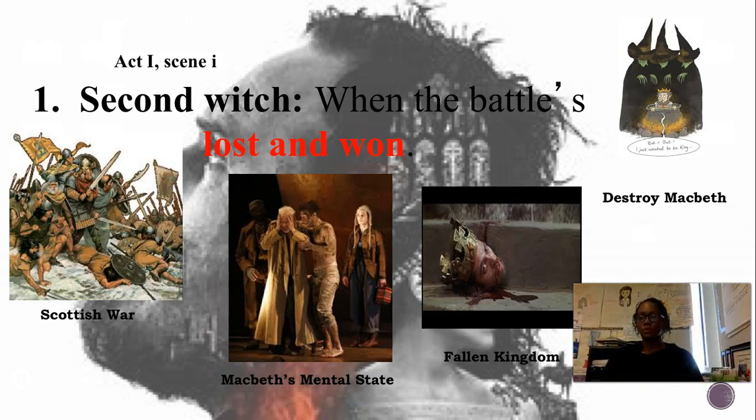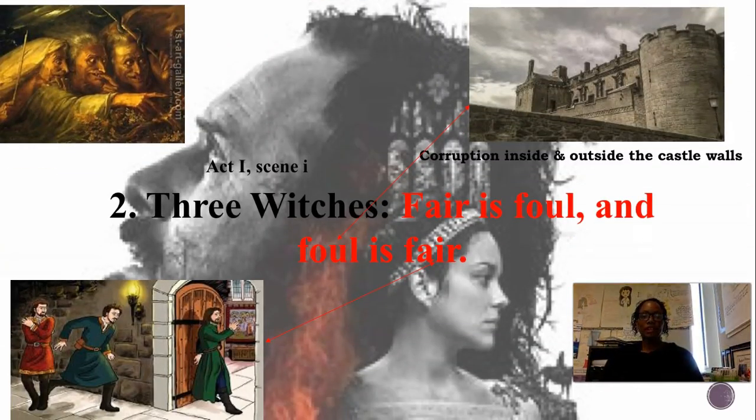When the battle's lost and won, yes, literally the battle in terms of the Scottish War, but figuratively, his mental state and even the fall of the kingdom. So yes, he has lost and won. We also see in Act 1, Scene 1, the three witches. You often hear this, "fair is foul and foul is fair," and you're thinking, how is that even possible?